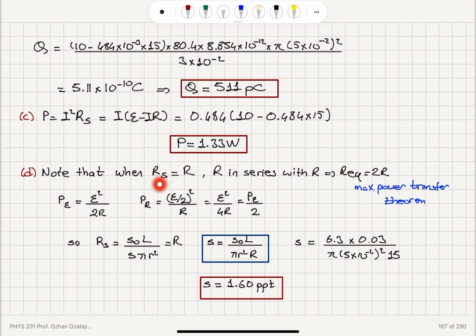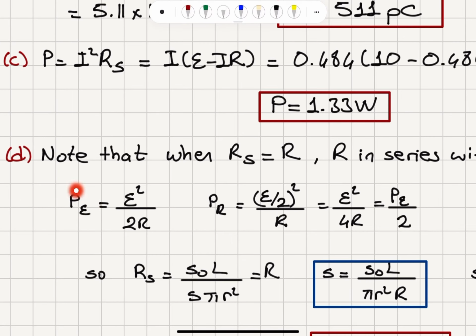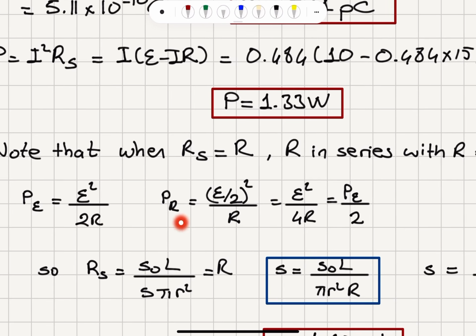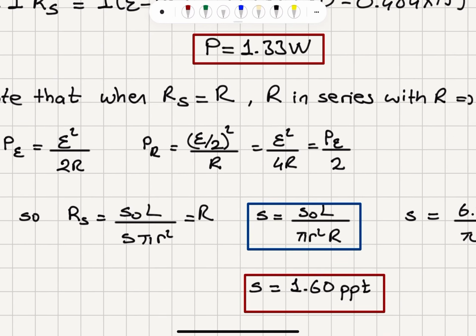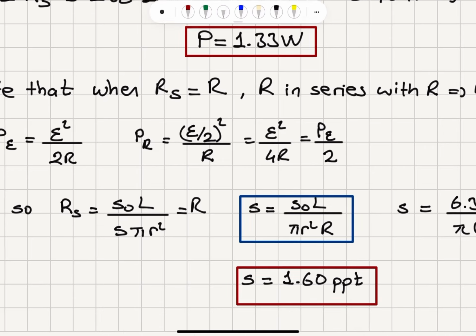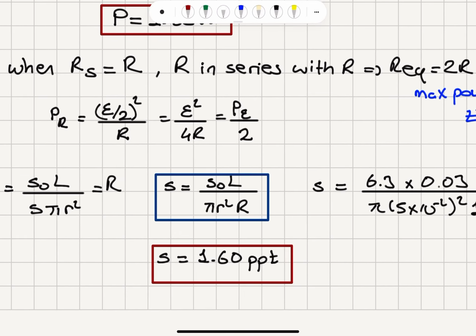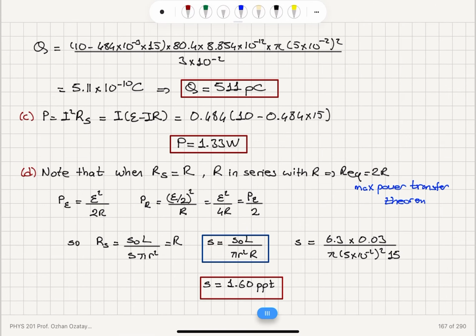When the resistance of the salt water is equal to R, the power supplied by the battery is epsilon squared divided by 2R, the equivalent resistance. The power dissipated by R is (epsilon over 2) squared over R. The voltage is shared equally by the two resistors, so it is the power supplied divided by 2. So when Rs is equal to R, we can substitute S0 L over S pi R squared for Rs and calculate S from this expression as 1.60 parts per thousand.